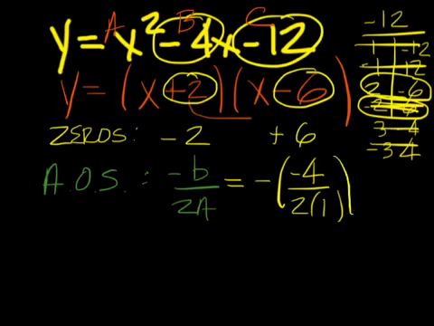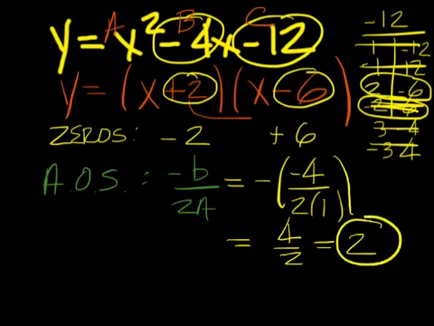Alright, so we have to solve that for the axis of symmetry. It should be a double negative there, so it just changes it to 4 over 2, which is going to be 2. So that's another thing you're going to have to mark down. In addition to the negative 2 and 6, you need an axis of symmetry of 2. And take that to the graph with you.